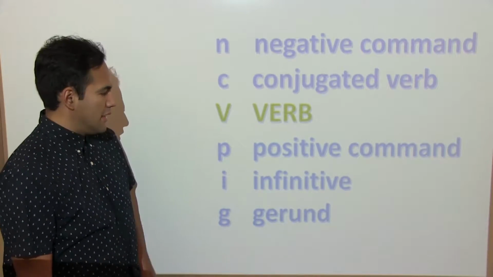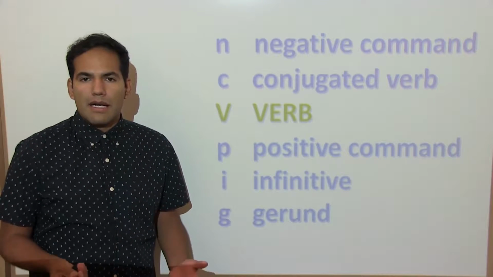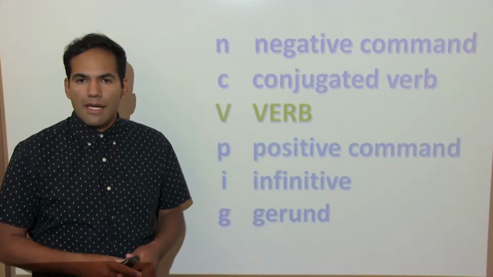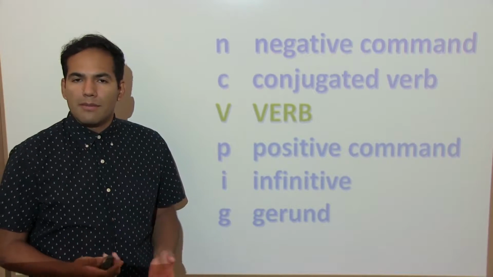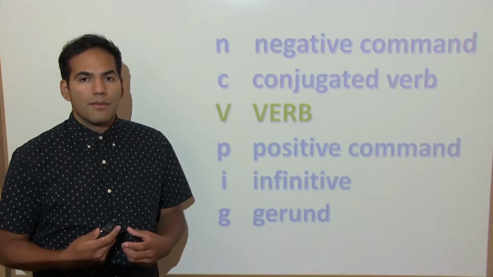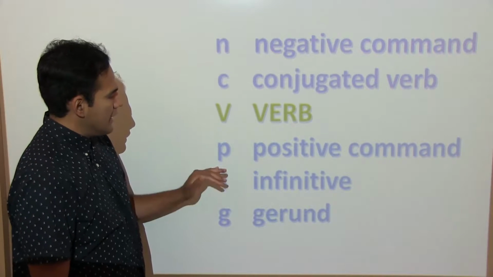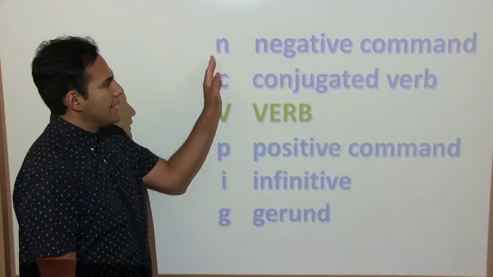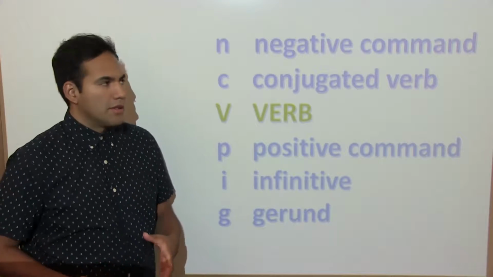So here's our acronym, and this is what we're going to be using today. This acronym is very popular among our Spanish courses here on campus because I find it to be very specific on where to place the direct object pronoun based on what sentence you're trying to say. So it's NCVPIG, and each one of them stands for something, and we're going to go deeper into those.